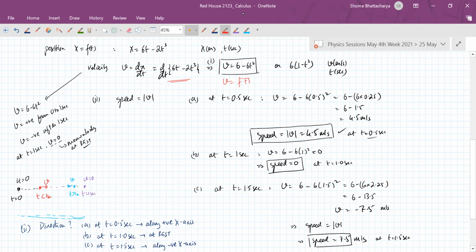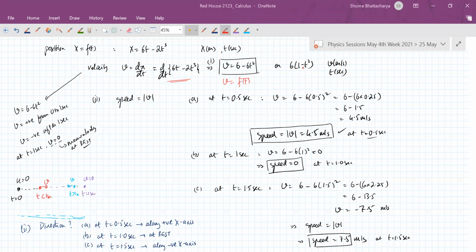Yes, sir. Understood. Yes, tell me, Beta. No, sir. I divided throughout by t, x by t. Oh, see, that will give you average velocity, na, Beta? It will give you average velocity from 0 to t. But we want instantaneous velocity, na? So instantaneous velocity kya hota hai? It is the instantaneous rate of change of position with respect to time. Got it, no? Yes, sir.